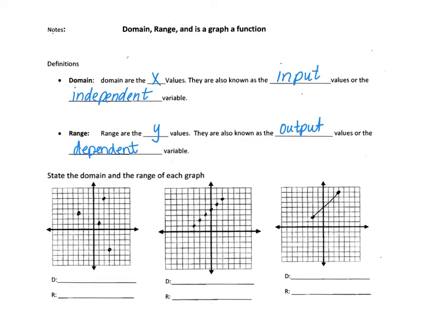Now this is one of the lessons where we use different colors a lot, so I need you to have 2 different colors of highlighter or pen to mark up the graph. I'm going to use red for domain and I'm going to use green for range. So if you want to use the same colors as me, I'm going to use red for domain and green for range.